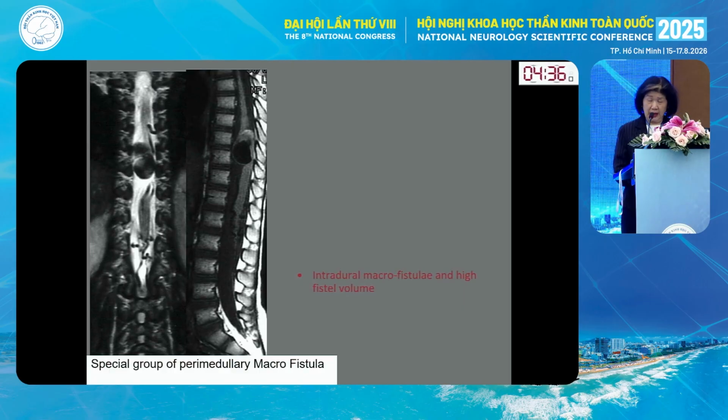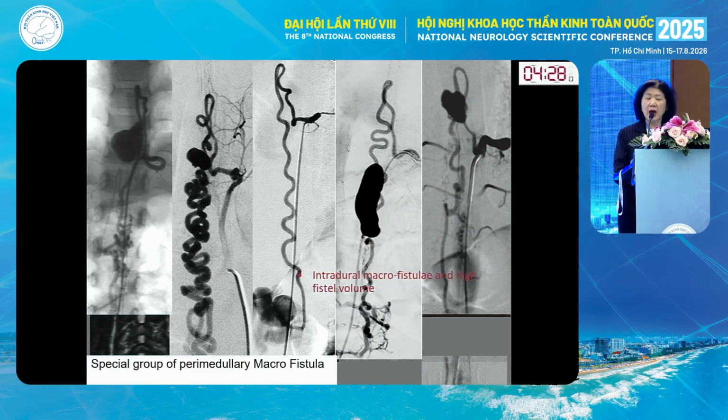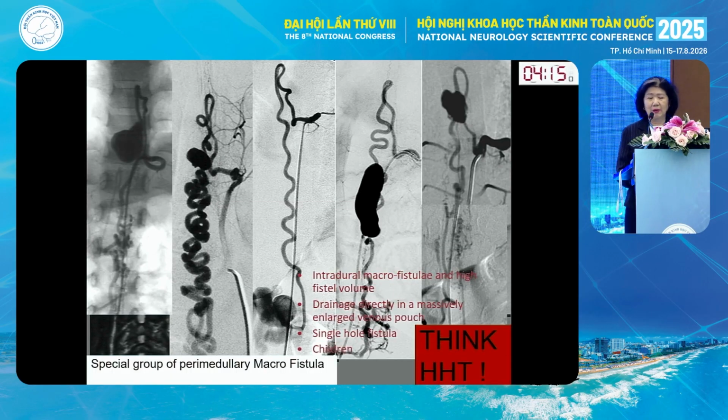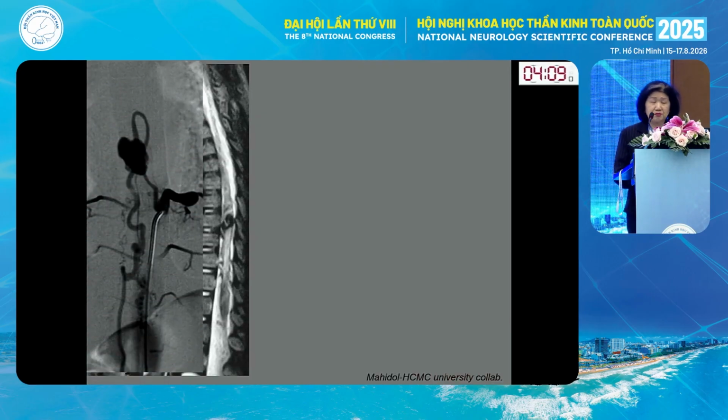Macrofistula in children. This is misdiagnosed as a tumor of the spinal cord, but we found that actually it's a macrofistula, and all types of fistula are shown there. You must check the association of these with HHT or Rendu-Osler-Weber, because this is one of the classic imaging of the single macrofistula that can be seen.